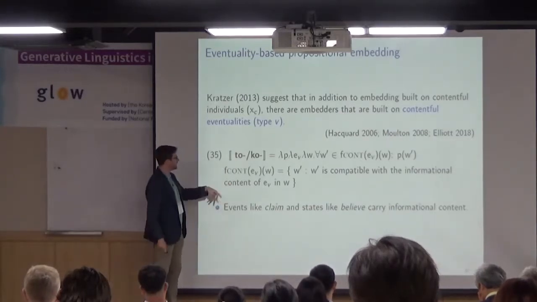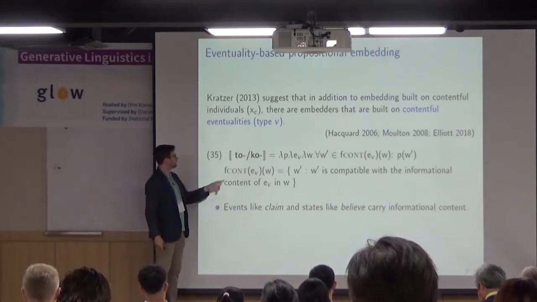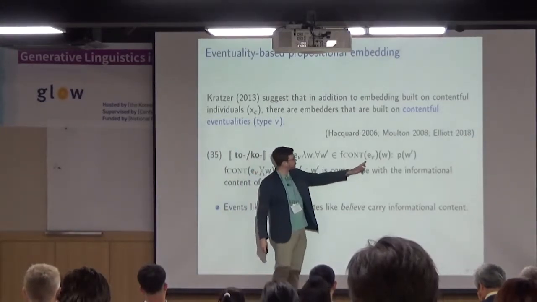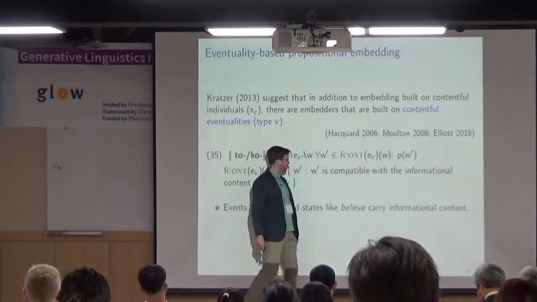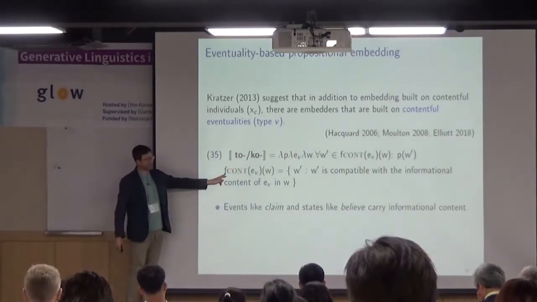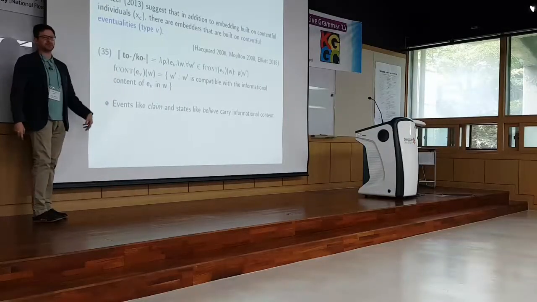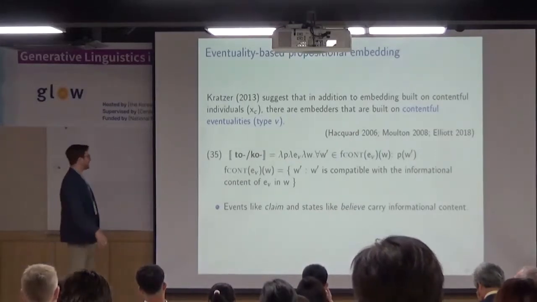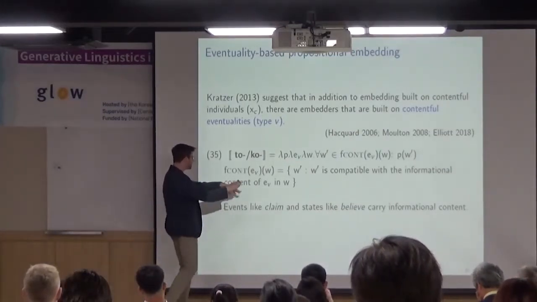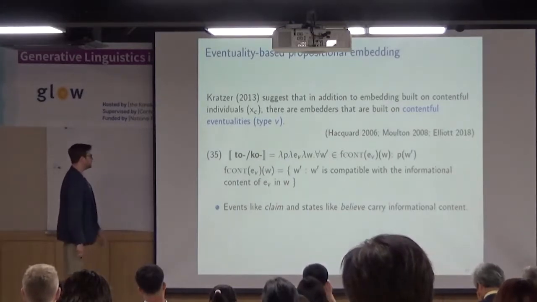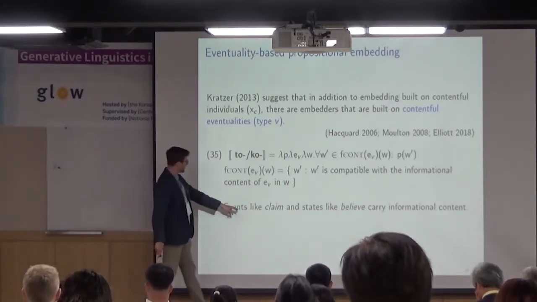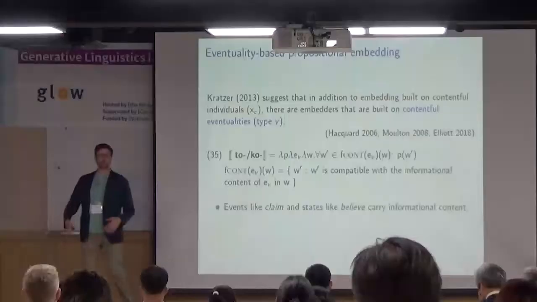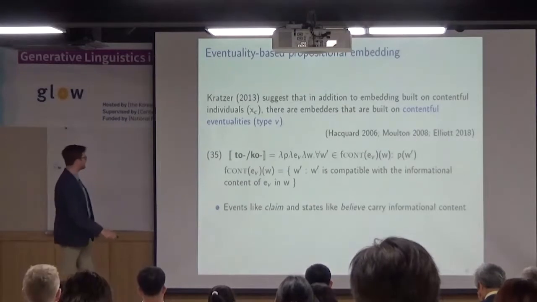So this formula is really just like the formula I gave you for English that clauses, except that instead of the content coming from an individual, it comes from an event. Okay? And the philosophers can tell us what it means to recover content from an eventuality. But it would be the eventuality from claiming. I'll show you in a bit what that could mean. So the idea here is that events like claim, states like believe carry informational content, and that content is compatible with a particular claim and a particular belief state.